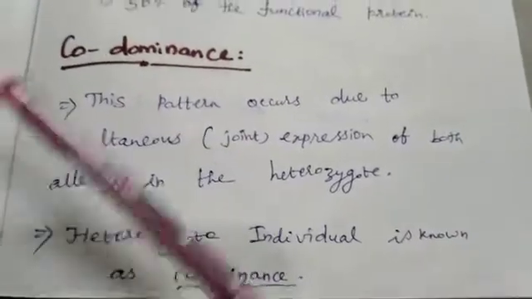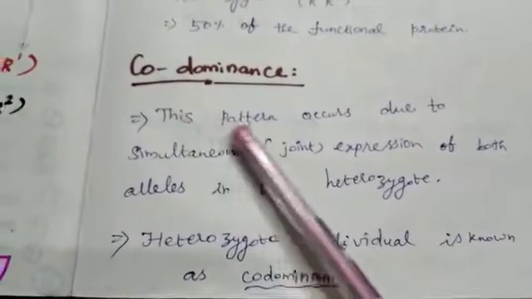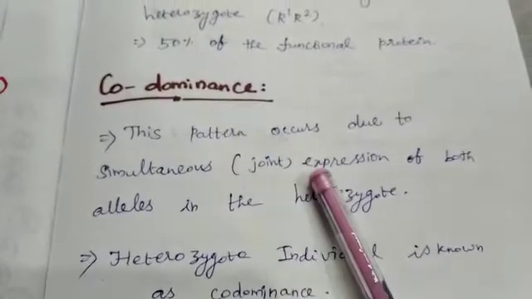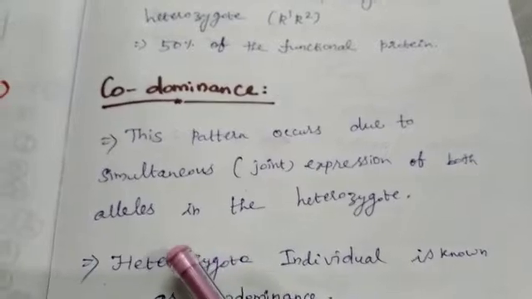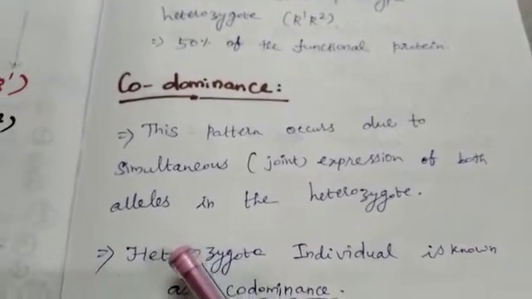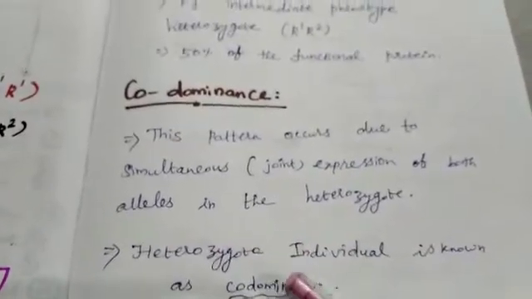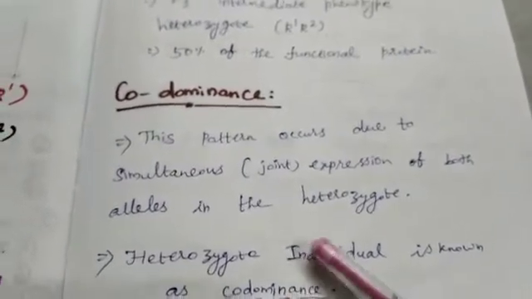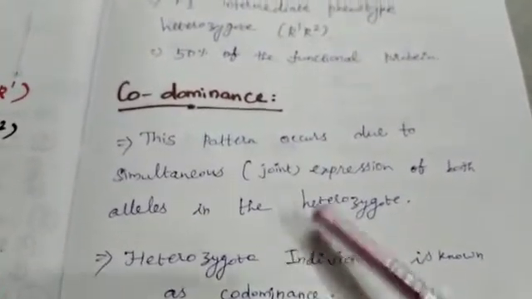Let us see the topic codominance. Codominance means together. This pattern occurs due to simultaneous, that is joint, expression of both alleles in the heterozygote. The phenomenon in which two alleles are both expressed in the heterozygote individual is known as codominance. So in the F1 generation, which is of heterozygote nature, both the parental characters are expressed together, that is codominance.